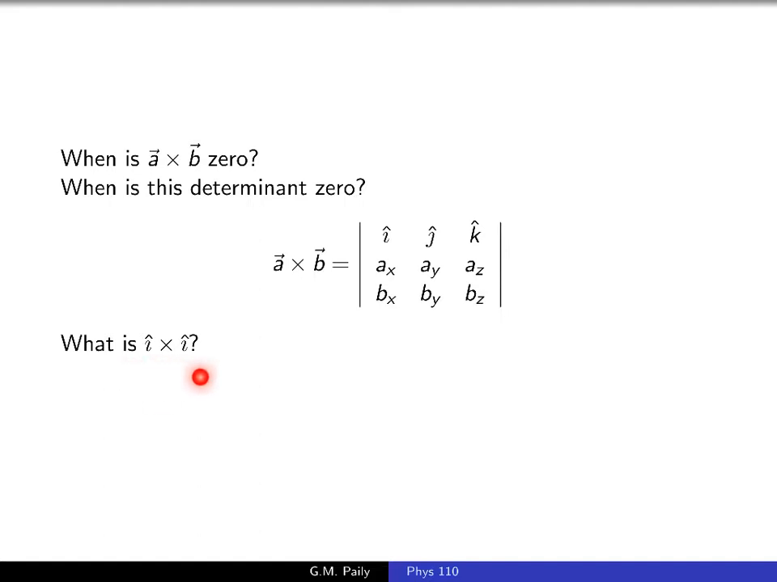Once again, if the two vectors whose cross product is being taken are parallel, the cross product is 0. So I cross I is 0.